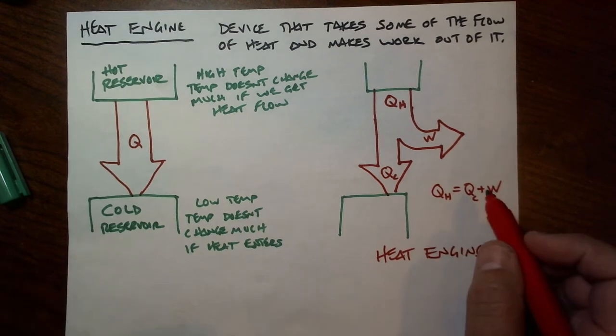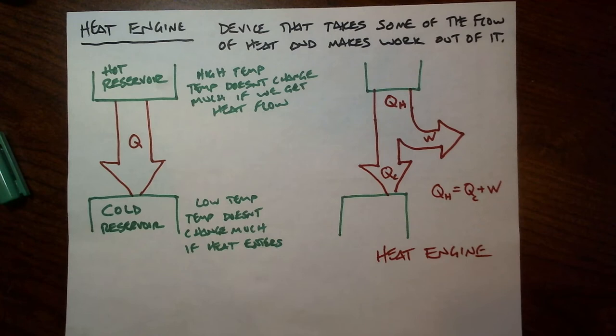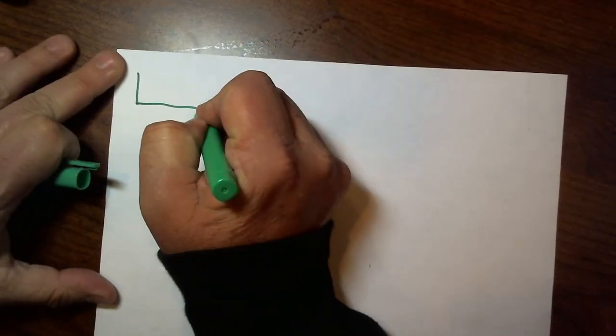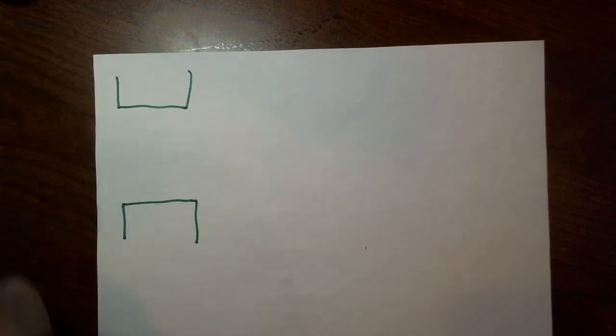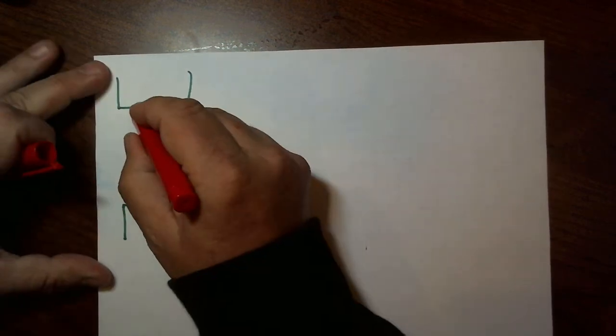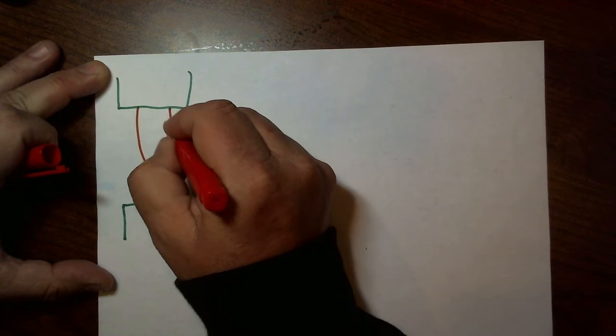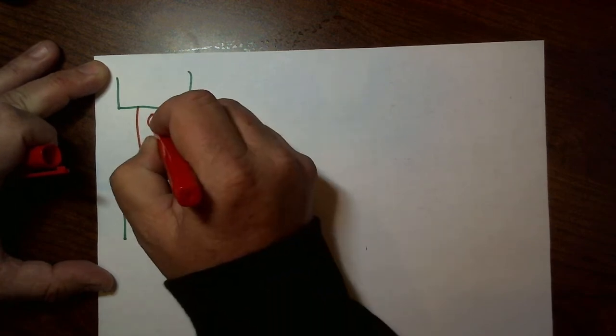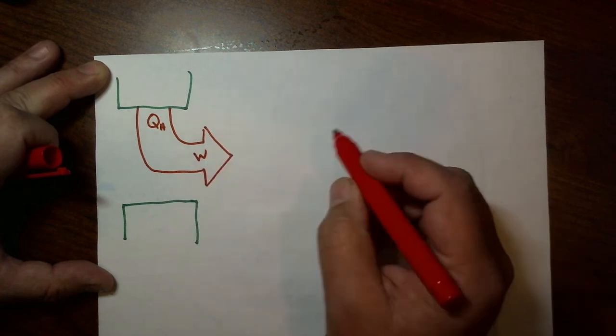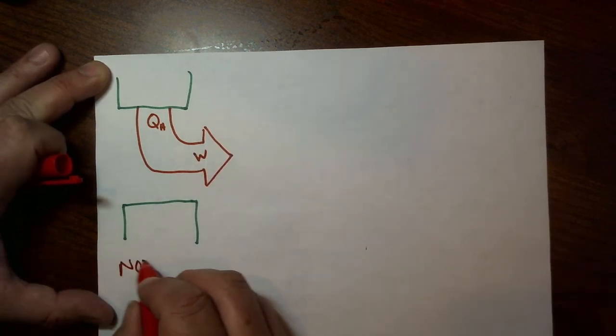Now, why can't we just take all of the heat and have it flow? Well, unfortunately, the second law of thermodynamics does not permit us to do this, to take all the heat from the hot reservoir and turn it all into work. This is not allowed.